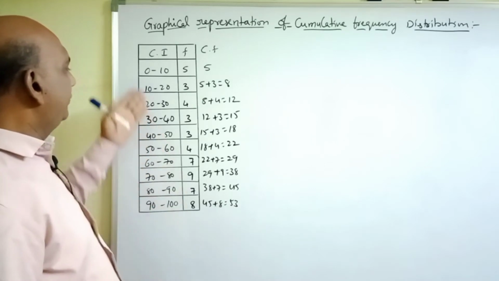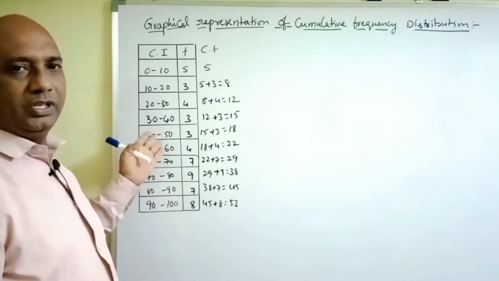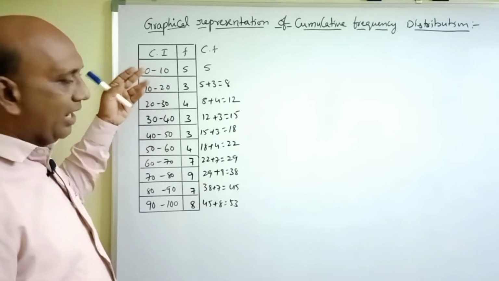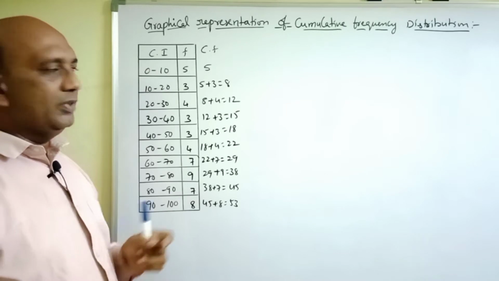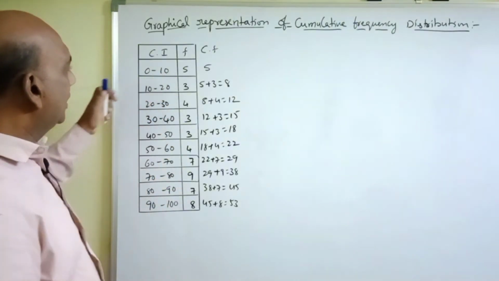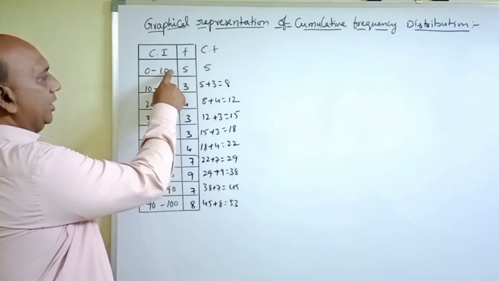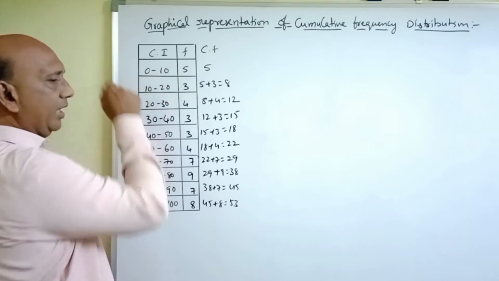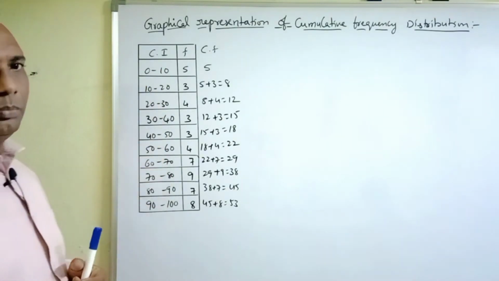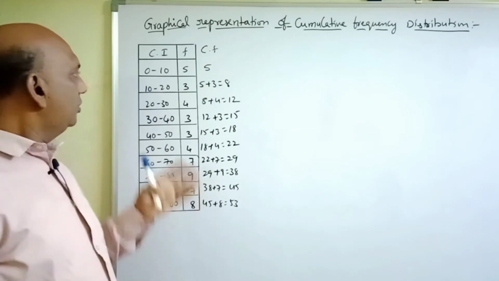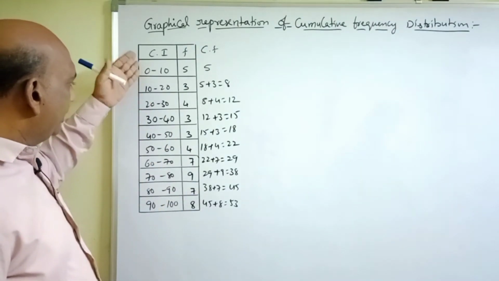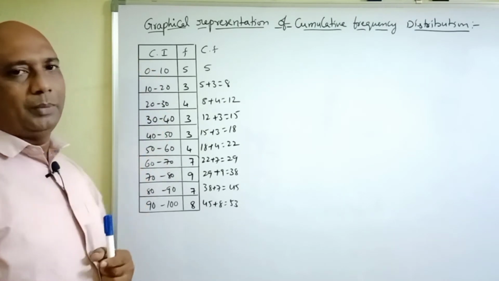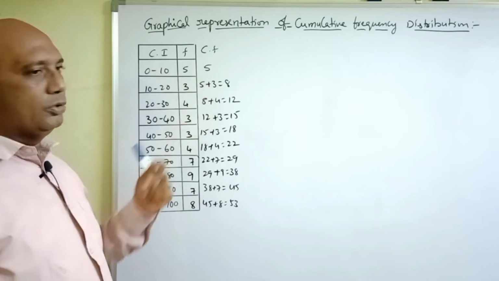Make sure that class intervals must be continuous or exclusive. That means these are the limits as well as boundaries also, because in the first class 10 is the upper boundary and the next class lower boundary is 10. If these two are equal, then we can take all these as boundaries also. The left side values are called lower boundaries and the right side values are called upper boundaries. And these are cumulative frequencies.